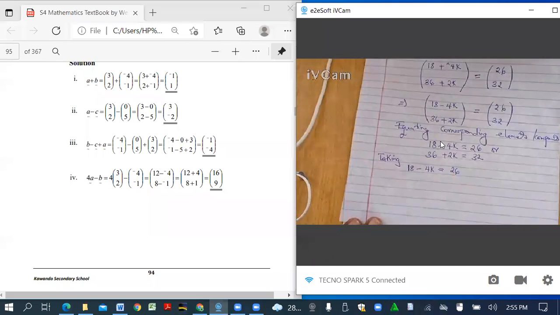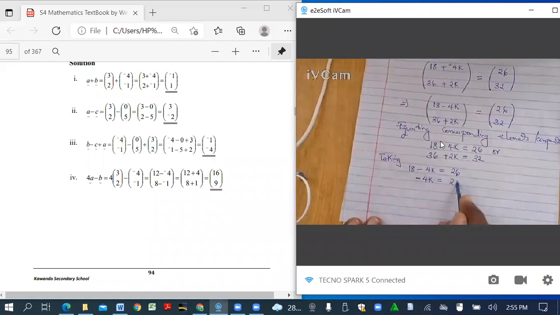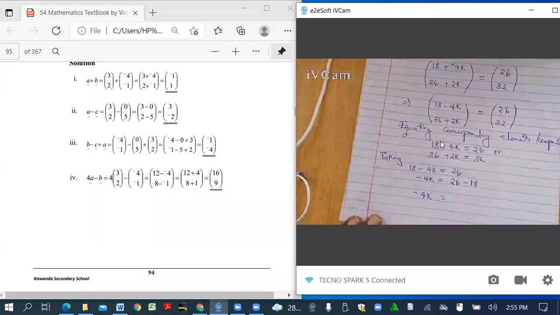So what do we do there? We collect the like terms. Not so? Yes. So we shall have negative 4K equals to 26 minus 18. Is it true? Members, is it true? Yes. Then negative 4K is equal to 26 minus 18. What do we get? 8. You pick your calculator, which will give us 8. Not so? Yes.